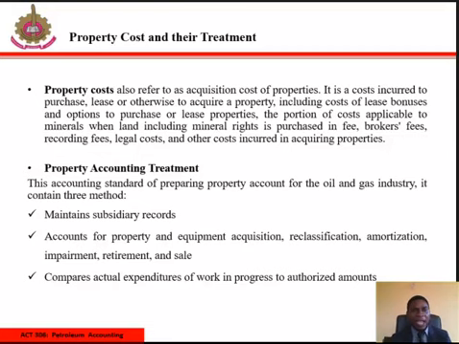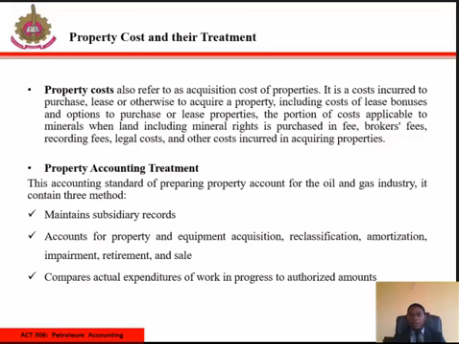Property accounting treatment. This accounting standard of preparing property account for the oil and gas industry is contained in three methods. Number 1, maintain subsidiary records. Under maintain subsidiary records, we have the unapproved property, we have approved properties, we have work in progress, we have lease and well equipment, and we have field services equipment.